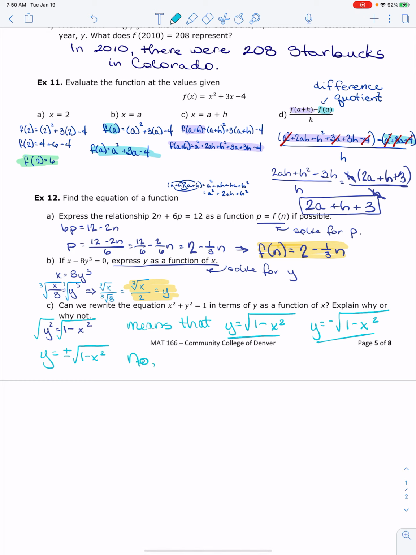So no, because 1 x value gives two different y values.